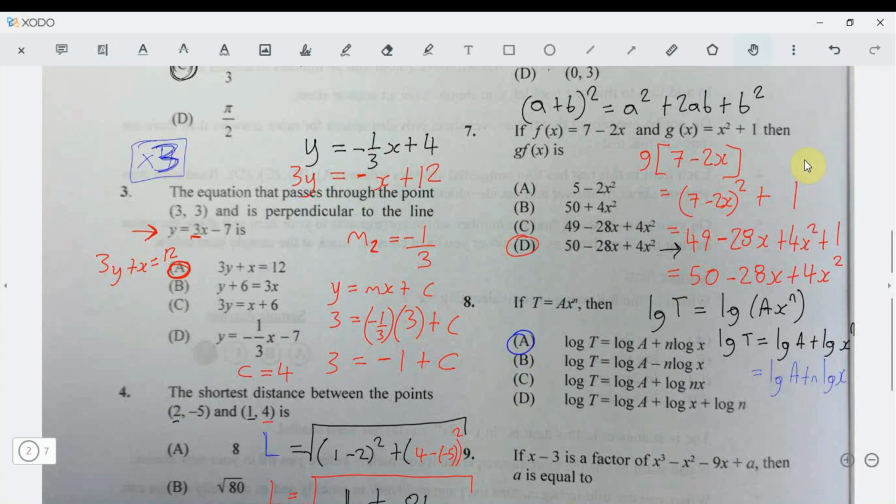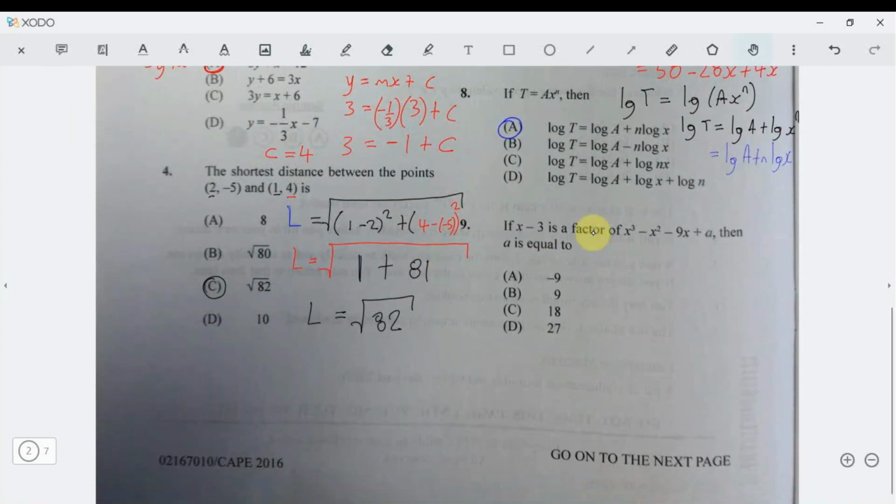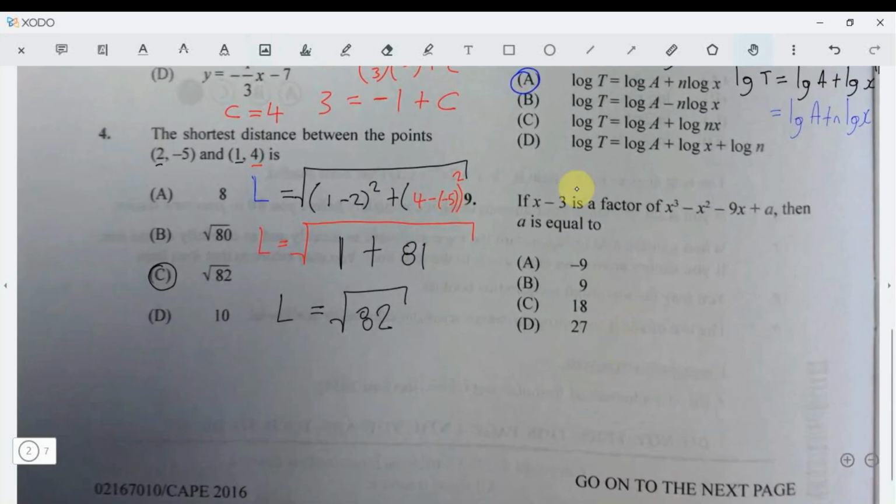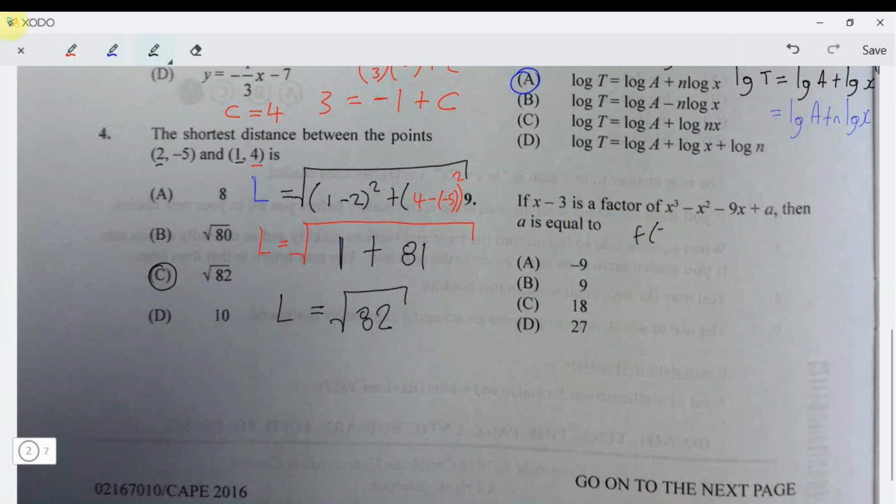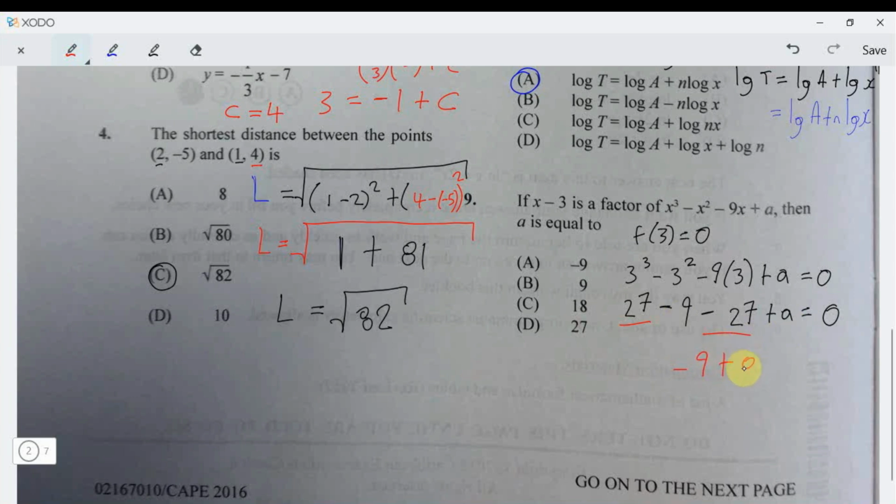Nice. Alright, question 9. Question 9 says if x minus 3 is a factor of x cubed minus x squared minus 9x plus a, then a is equal to. If it is a factor, they're telling us that f of 3 is equal to 0. So when you plug x equals 3 into the equation, you get 3 cubed minus 3 squared minus 9 times 3 plus a is equal to 0. 3 cubed is 27, minus 3 squared is 9, minus 9 times 3 is 27, plus a equals 0. But this question is so nice because 27 minus 27, that dissipates, gone. And now we're left with minus 9 plus a equals 0. So a has to be equal to 9. That's the answer. a is equal to 9. That's it. Nice.